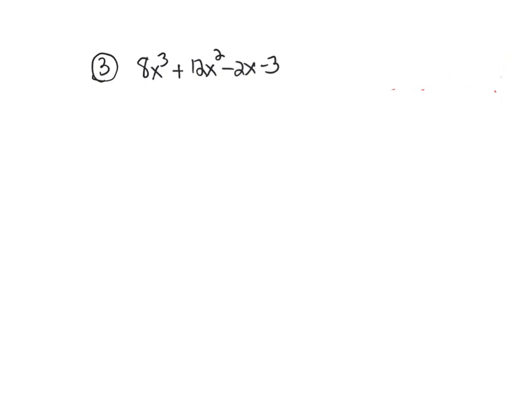If you think about our flow chart, the very first thing we check for is a GCF. It may or may not have one. This one does not have one. But then we keep going, and this one has 1, 2, 3, 4 terms. And when we do 4 terms, we use the process called grouping.